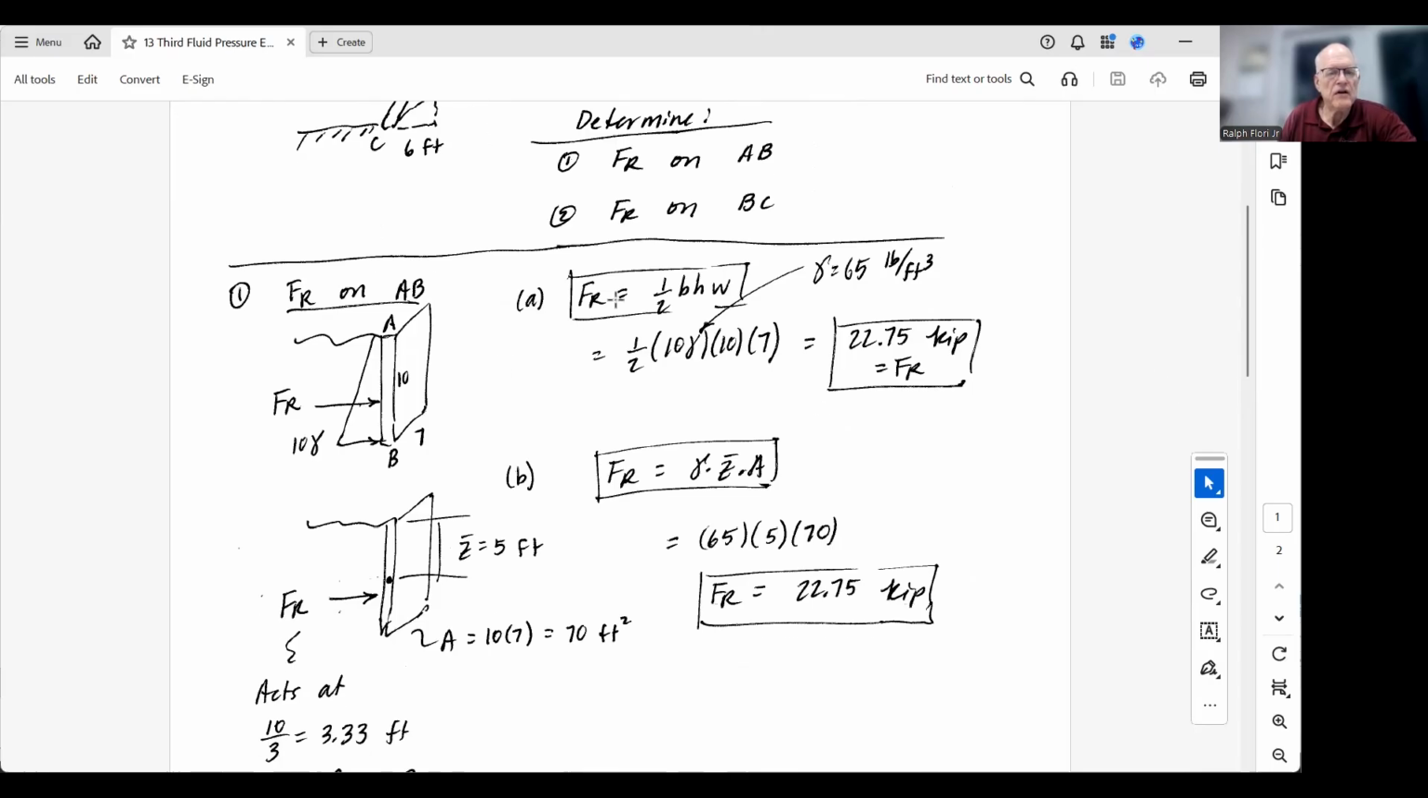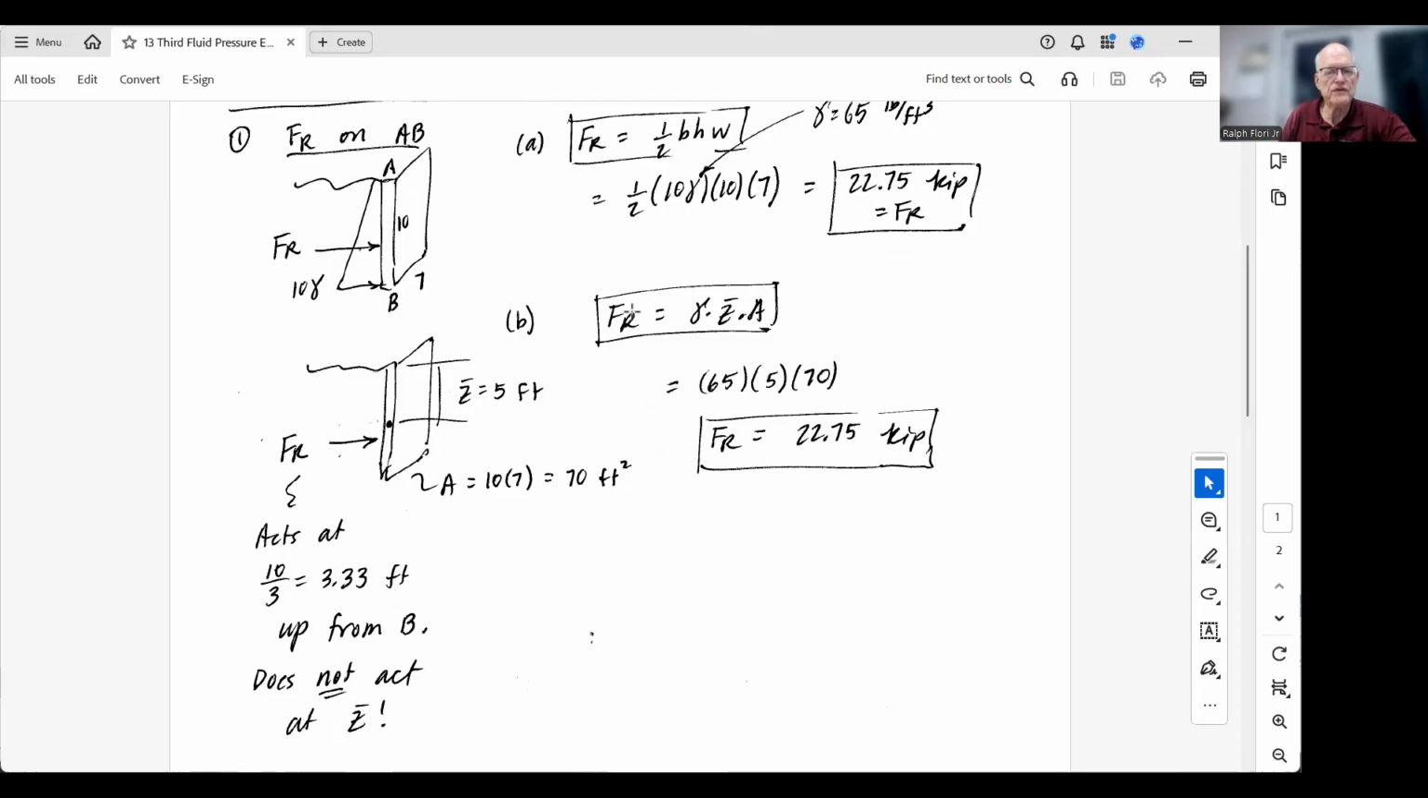On AB, we can use the pressure distribution. And so this is a triangle. The depth here is 10. The pressure here is 10 gamma. This is a free surface, so the pressure is 0. So we have a triangle. It's 7 feet into the board. Gamma is 65. So FR is 1/2 base times height times width. So 1/2 of 10 gamma times 10 times 7 is 22.75 kip, 22.75 thousands of pounds.